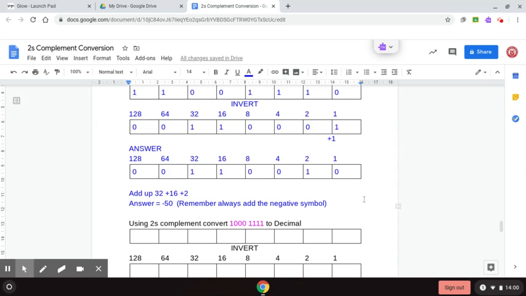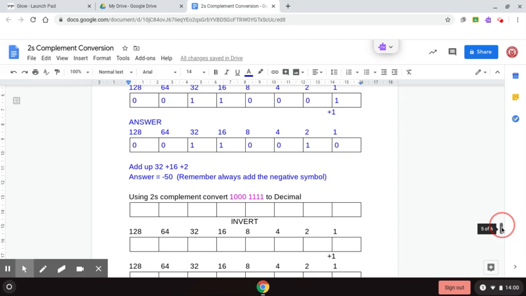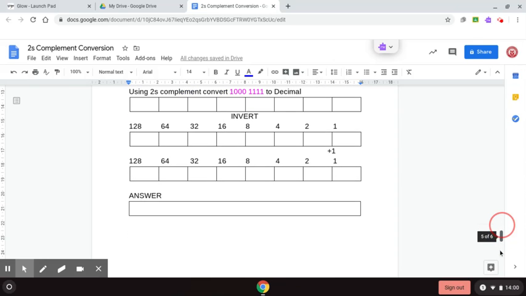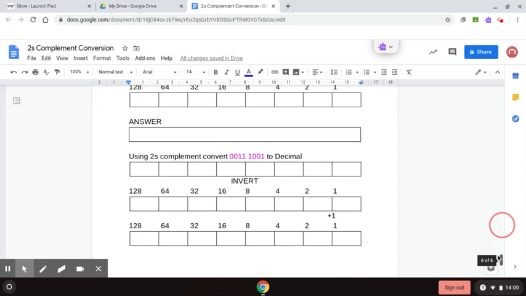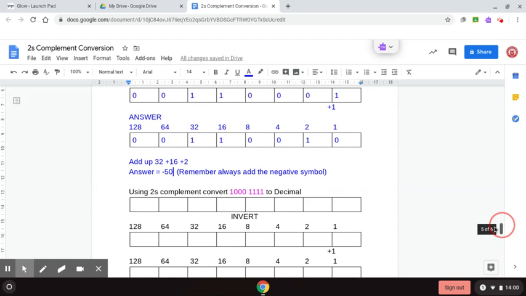Okay, so what I'd like you to do is, I'd like you to do the last 3. So convert the number in pink to decimal for the last 3 tasks. So this exercise is out of 9, everyone. So see how you go on representing negative whole numbers using 2's complement.